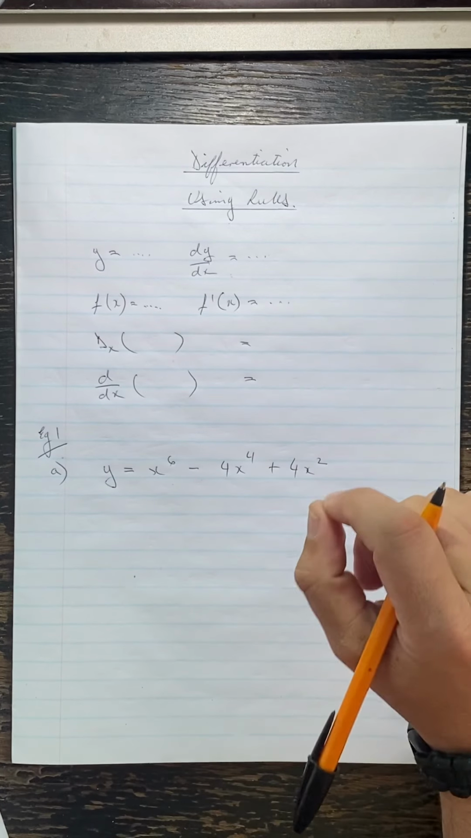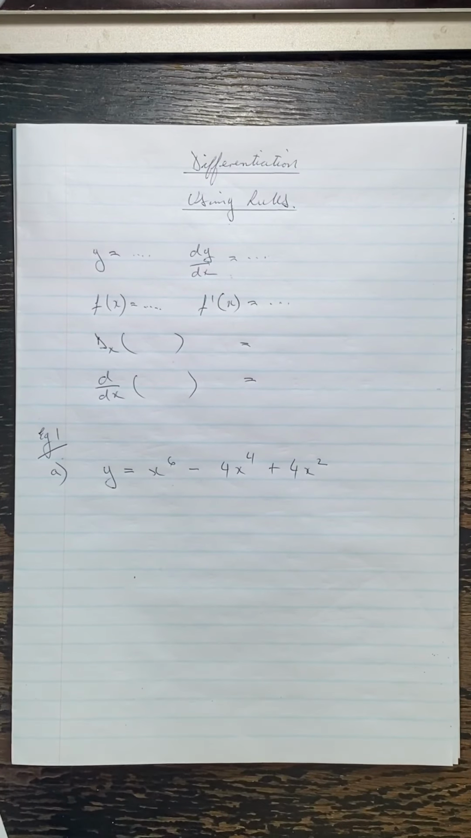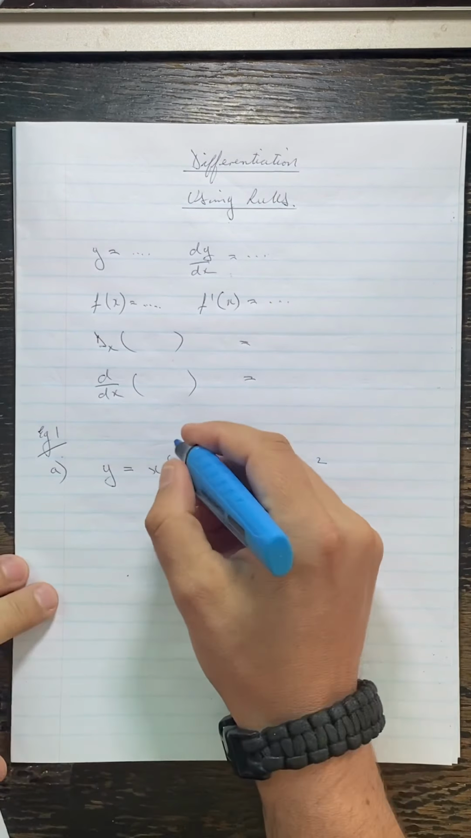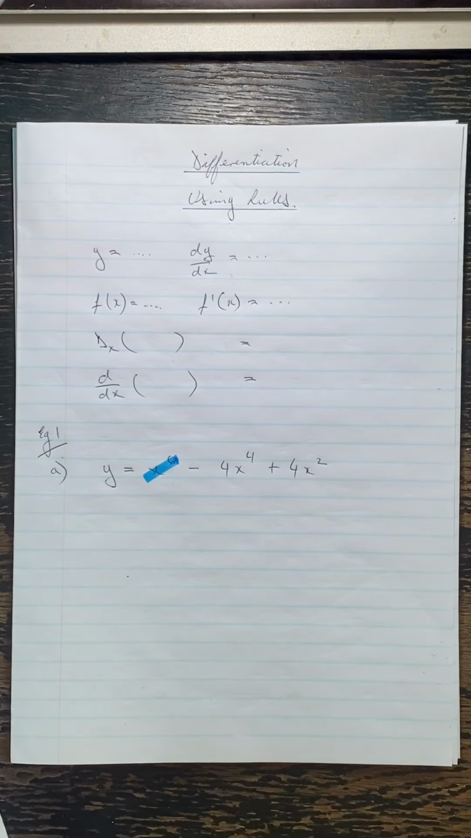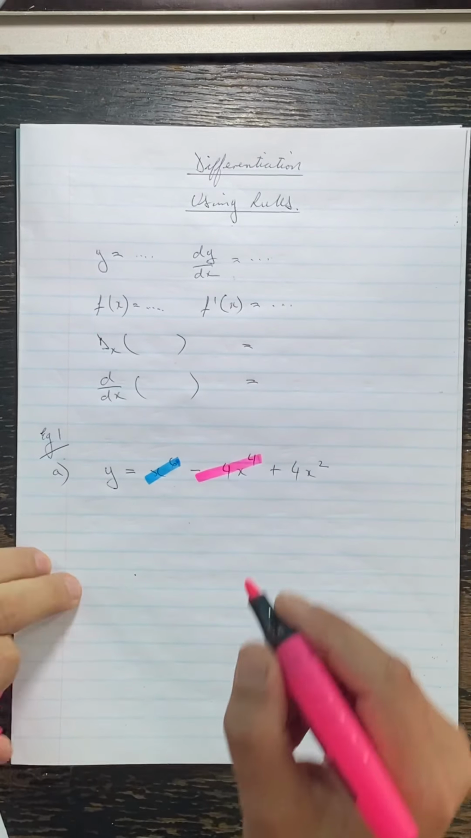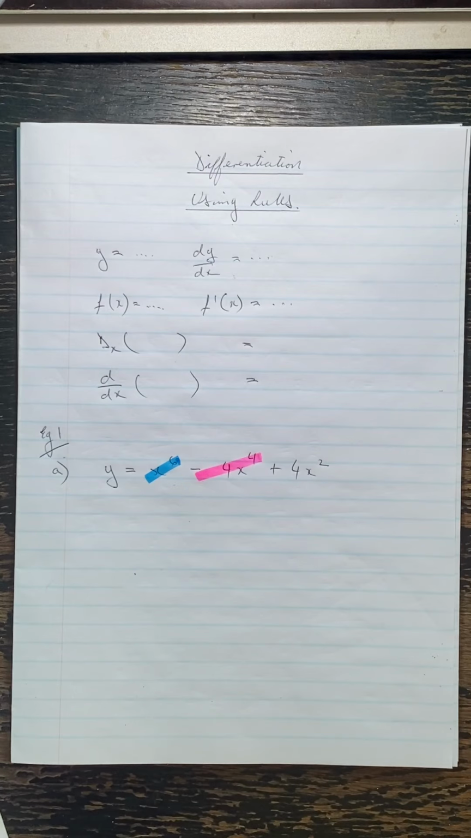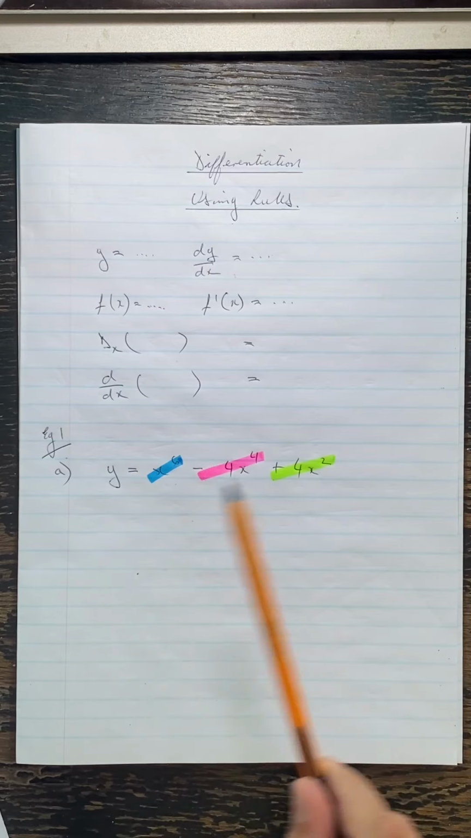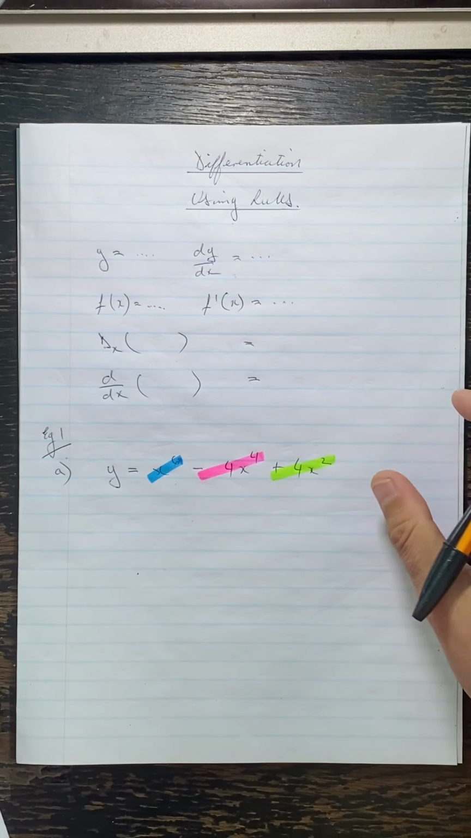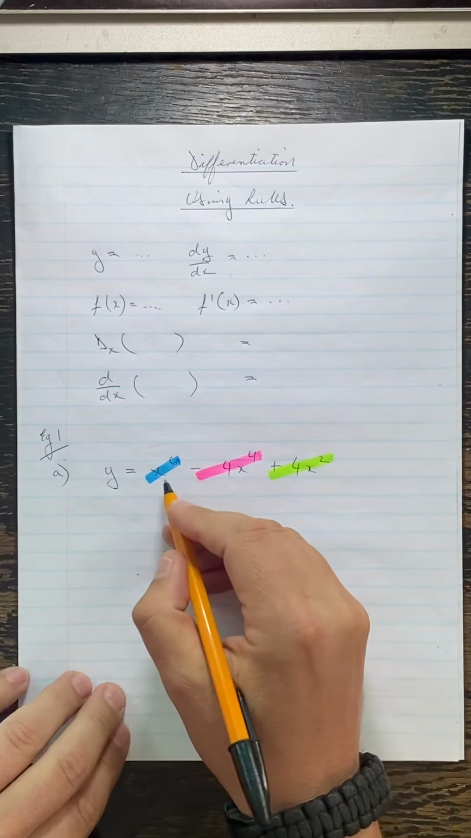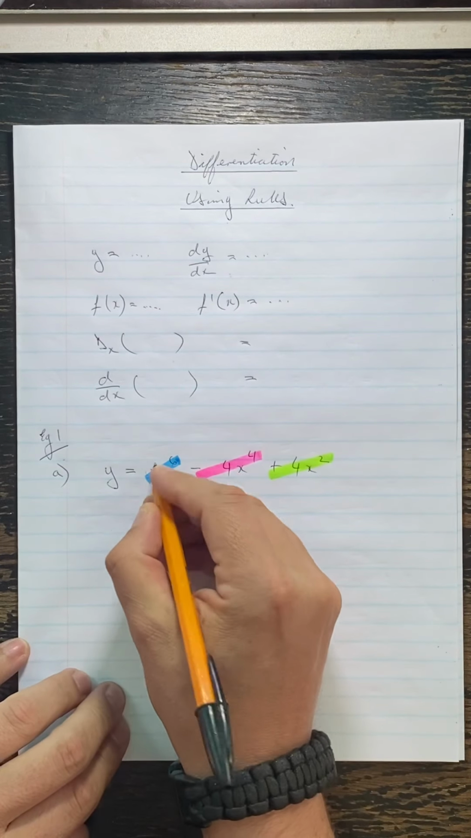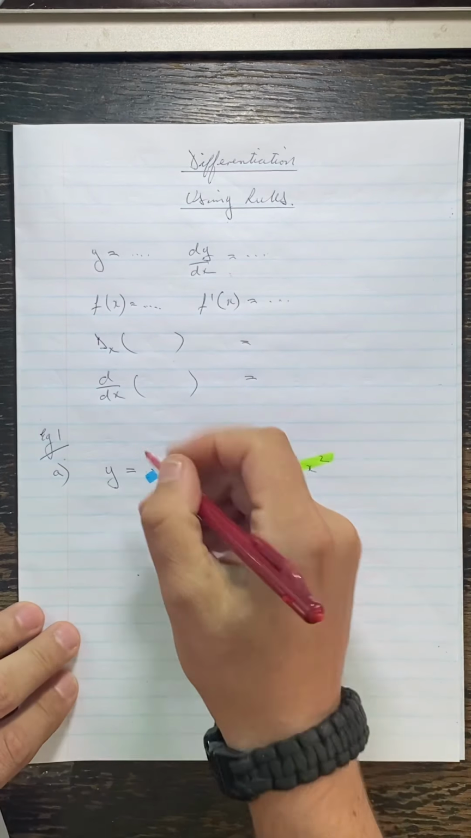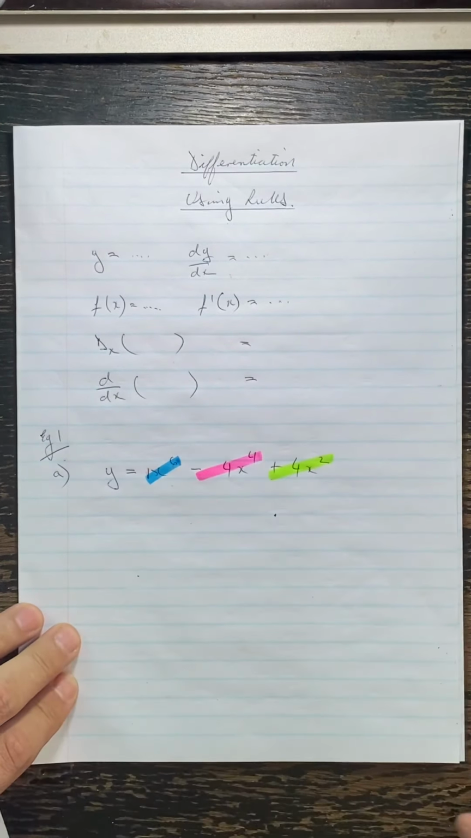What we're going to do is differentiate each term separately. As you can see here, we have three terms: this x to the 6, this minus 4x to the 4, and this plus 4x squared. When we have different terms like that, we can differentiate them separately. Now how do we do it the quick way? Well, the coefficient of this first one, there's an invisible 1. So let me just put that in another color. So we've got an invisible 1 then.